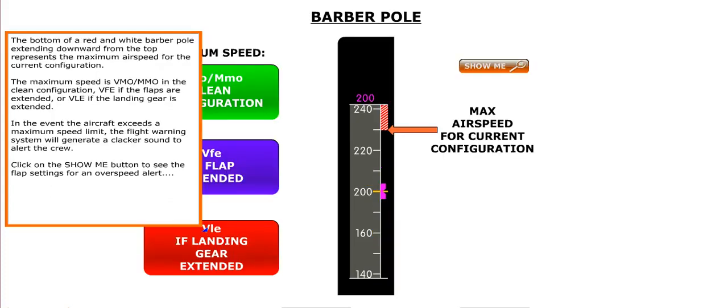The bottom of a red and white barber pole, extending downward from the top, represents the maximum airspeed for the current configuration. The maximum speed is VMO/MMO in the clean configuration, VFE if the flaps are extended, or VLE if the landing gear is extended. In the event the aircraft exceeds a maximum speed limit, the flight warning system will generate a clacker sound to alert the crew. Click on the Show Me button to see the flap settings for an overspeed alert.